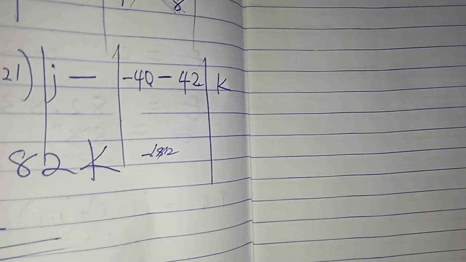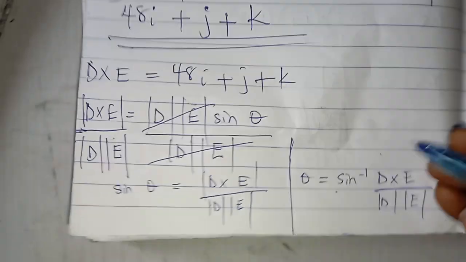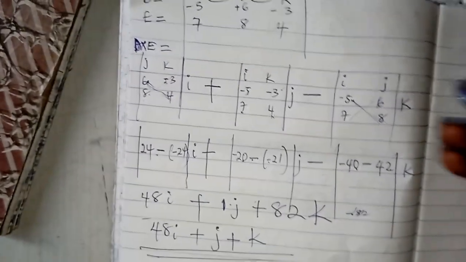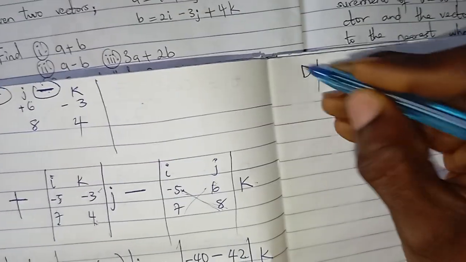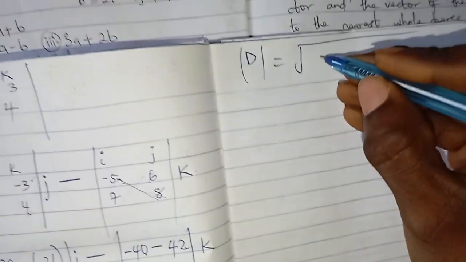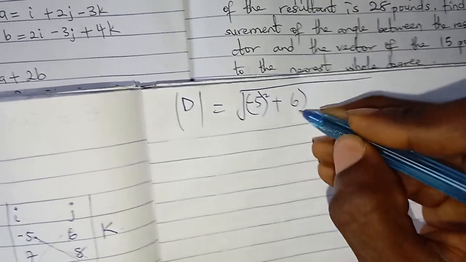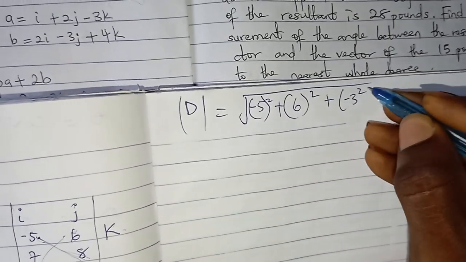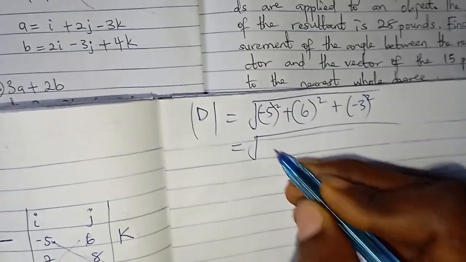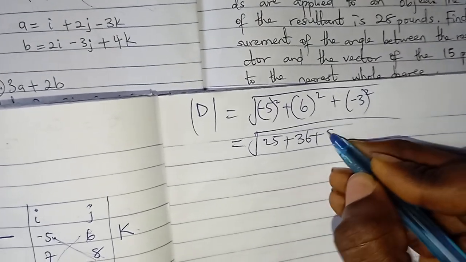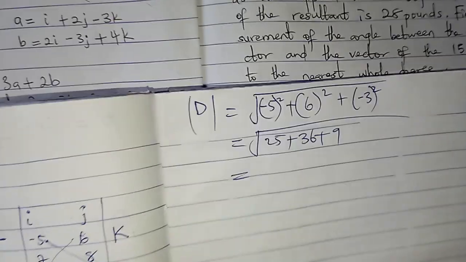That's the same thing I'm applying here. So what we now do is sine inverse of magnitude of D cross E. Then let's get magnitude of D. First of all, magnitude of D should be equal to square root of minus 5 square plus 6 square plus minus 3 square. This should give me square root of 25 plus 36 plus 9.